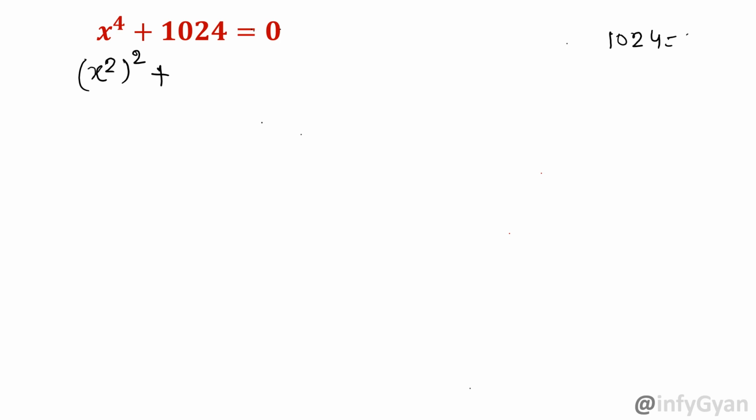then it can be written as 2 raised to the power 10 or 2 raised to the power 5 whole square. 2 raised to the power 5 is 32. So 1024 is nothing but 32 whole square.